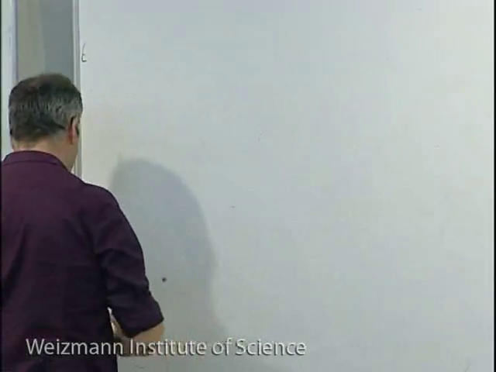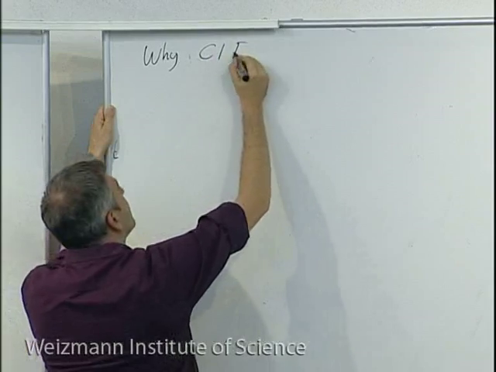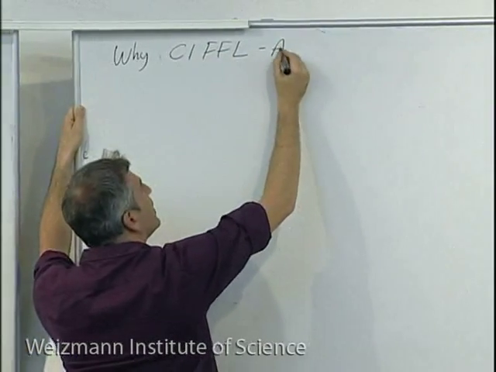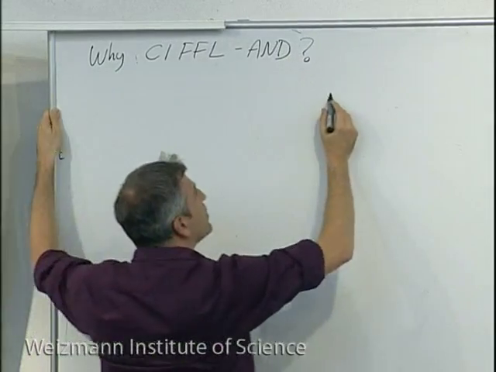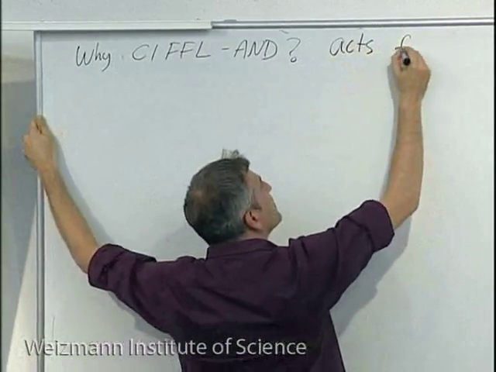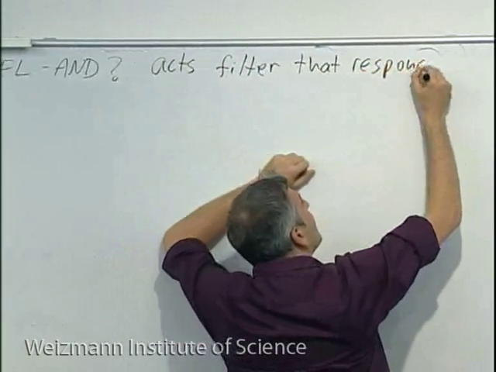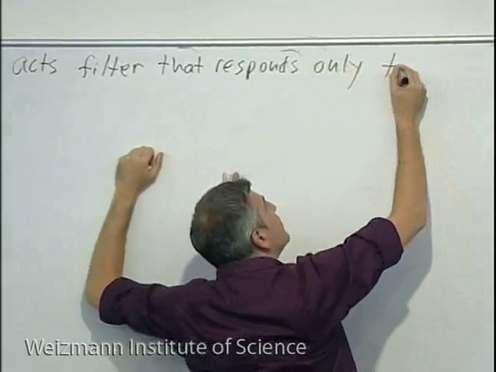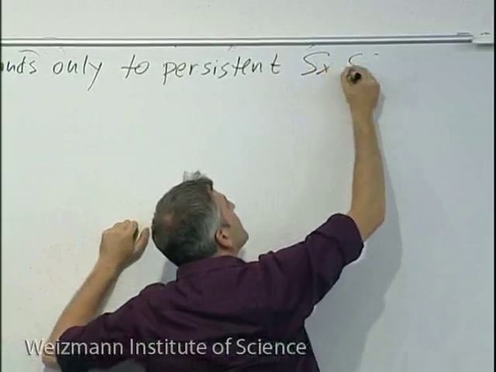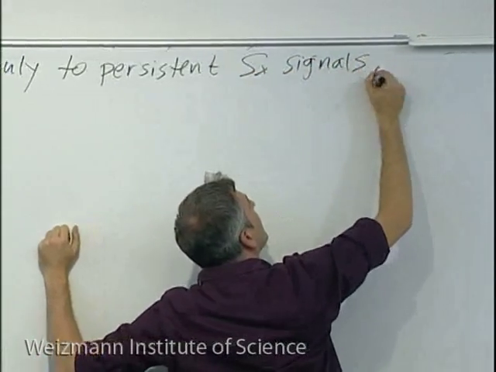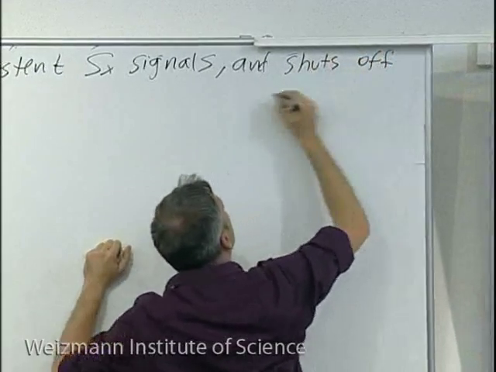Okay, so we're going to ask why there's a coherent type 1 feed-forward loop. And we're going to even use an AND gate now, just for this demonstration. And we'll try to show that it acts as a filter that responds only to persistent signals and shuts off rapidly.